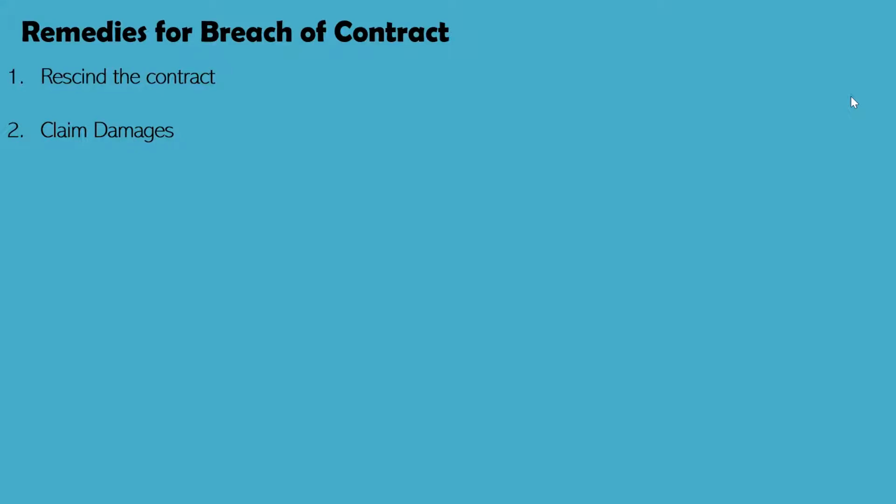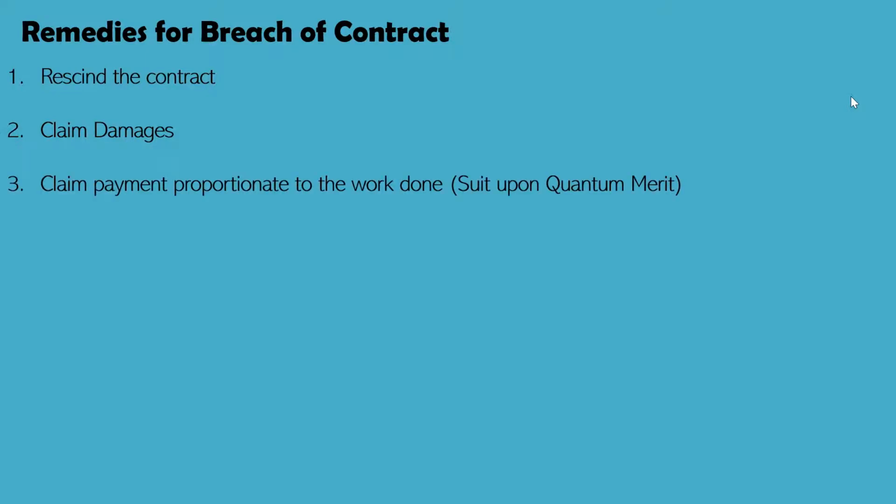Now, there can be a scenario where you start the work under the contract, but the other party breaches the contract before completion of the contract. In such a case, you can claim payment for whatever work you have done under the contract. This is called suit upon quantum merit. Other than this, you can also insist upon specific performance of the contract. That means insist upon doing what had been agreed under the contract.